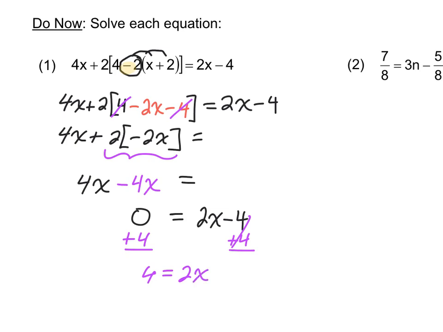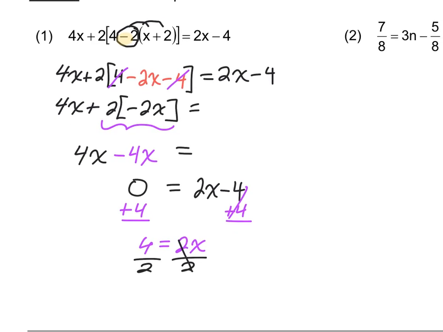Then what? Divide both sides by 2. And so then we get, as you said, x equals 2. 2 equals x, x equals 2. Equality is commutative. You can write it either way. So whichever way you want.